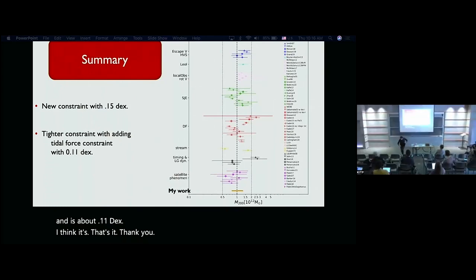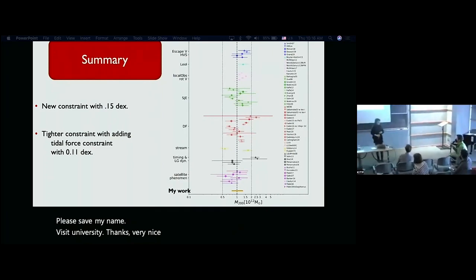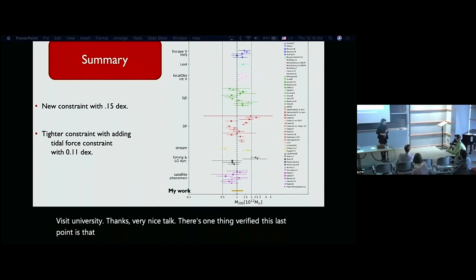All right, questions? Please say your full name. Excuse me, this is Peter Bruzzi. Thanks for a very nice talk. I just wanted to clarify this last point is a predicted constraint as opposed to a constraint that's been run on observations.